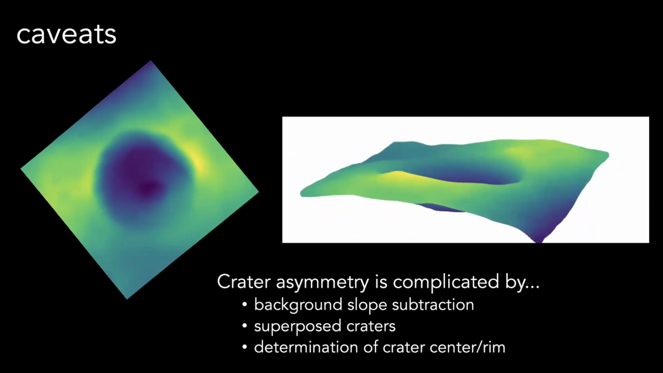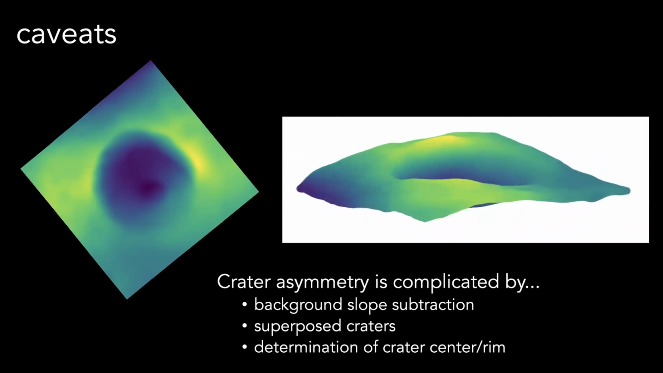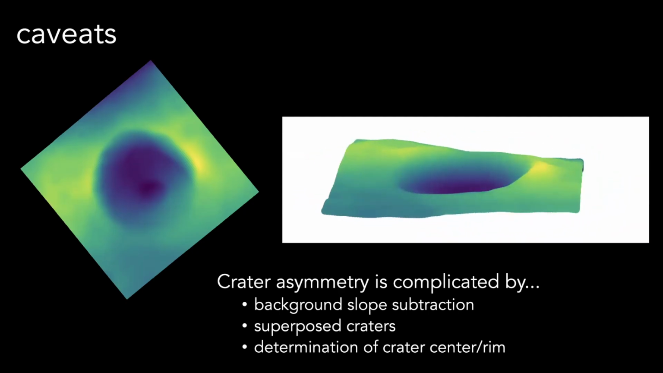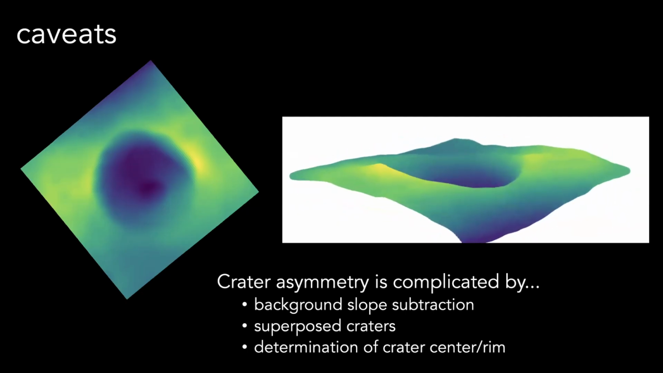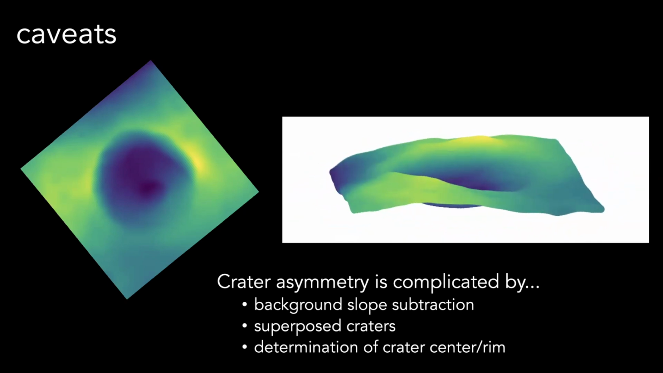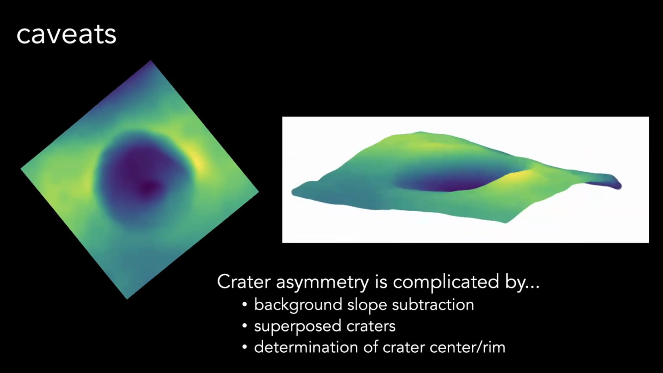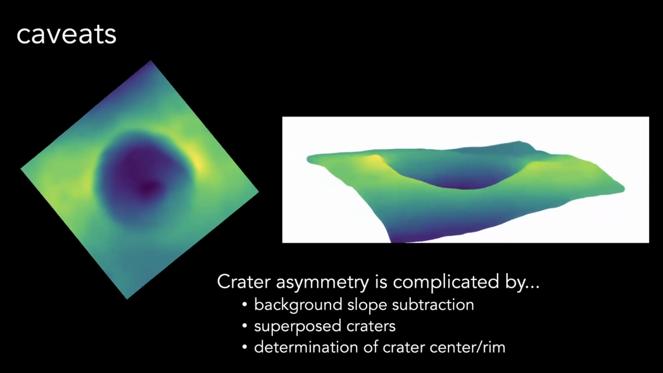And another can of worms is that actually identifying the center and the rim of the original crater is very far from trivial. In particular, misidentifying the center of the crater can really affect the asymmetry that a method like this returns. So we're actively trying to find better ways to determine the center of these craters and ensure that our results are robust to that choice.